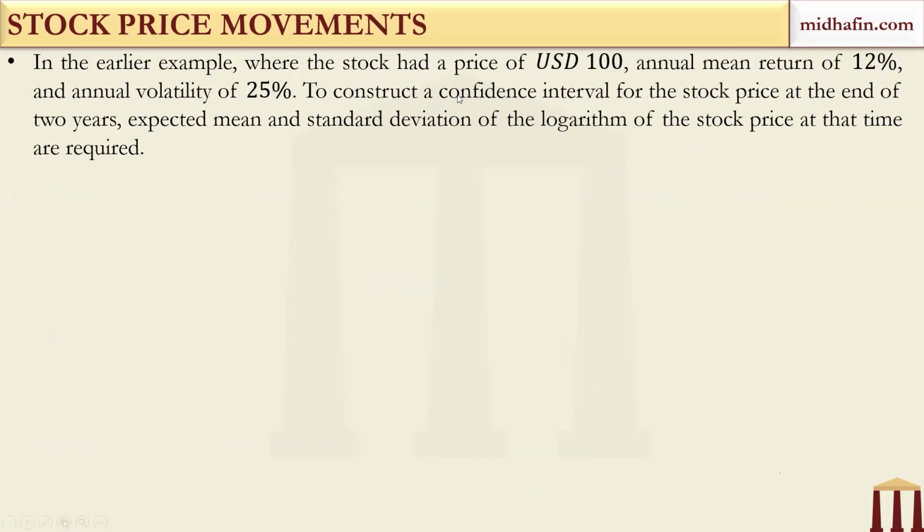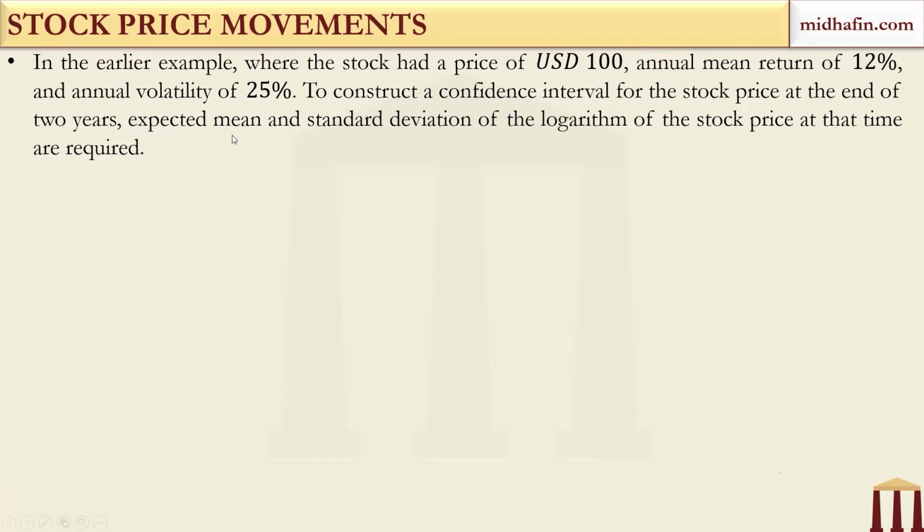Now, let's take an example and see how we can build the confidence interval over longer horizons. In the previous example, we had the stock price of 100, annual mean return of 12% and volatility of 25%. Now we want to construct the confidence interval for the stock price at the end of 2 years, not today. What is my 95% confidence interval for the stock price 2 years from now, not today?